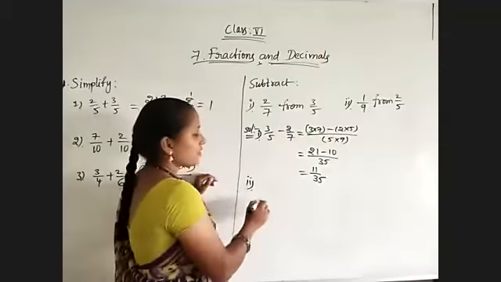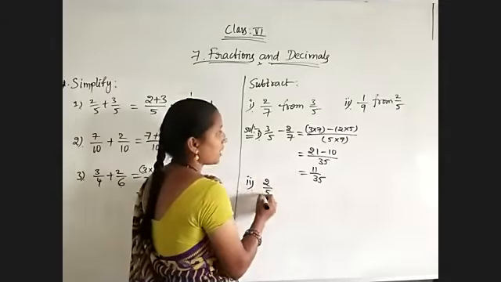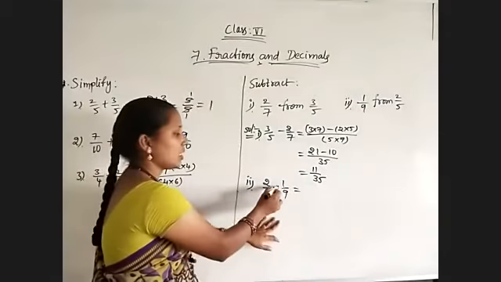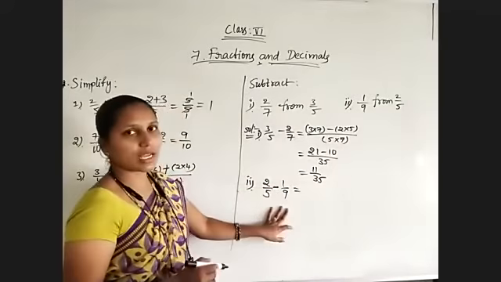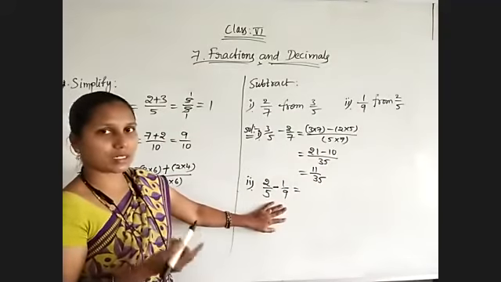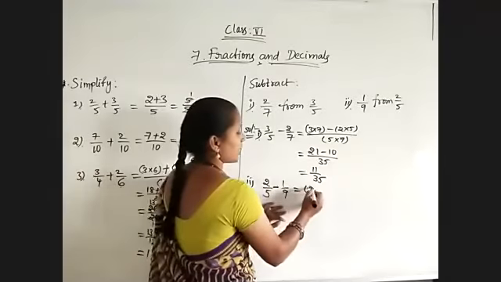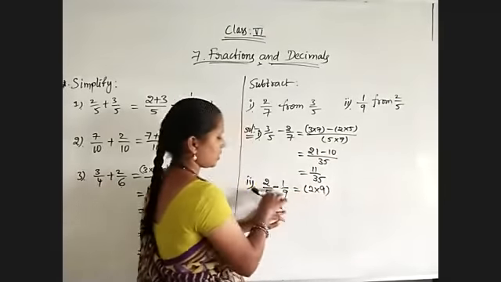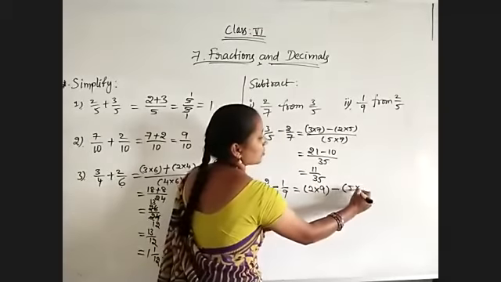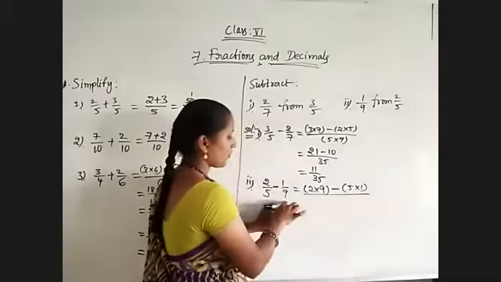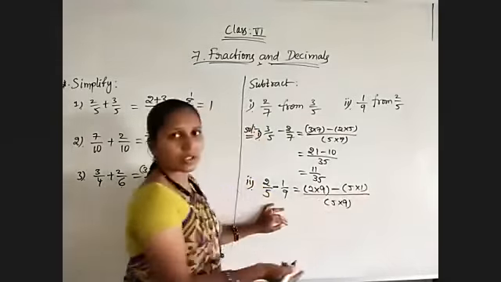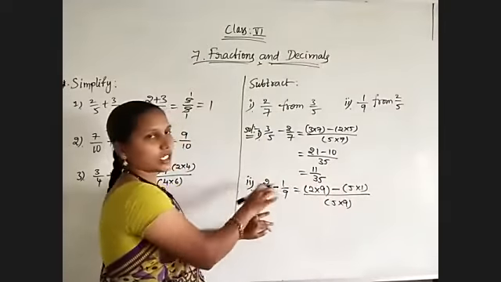Enough. Then coming to the second question. According to the question, we need to take the second one first. So 2 by 5 minus 1 by 9. Again, here also both are unlike fractions, and 5 and 9 do not have any common factor other than 1. So go through with the cross multiplication method. 2 into 9, minus 5 into 1, divided by 5 into 9. You can write 2 into 9 or 9 into 2, no problem.